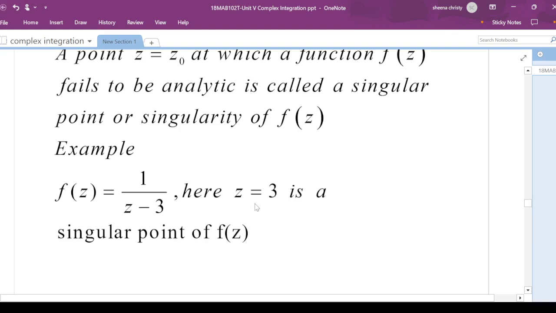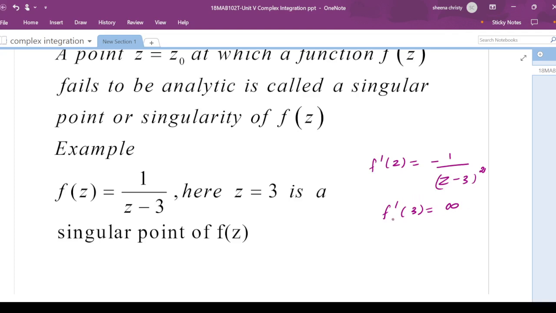Therefore, at the point z equal to 3, we can find out the derivative also, because the derivative of f of z will give you minus 1 by z minus 3 the whole square. By putting z equal to 3 here, you will get f dash of 3 is going to be infinity. So, that's why we are saying that z equal to 3 is a point at which the function fails to get the derivative, or in other words, we can say the function is not analytic.